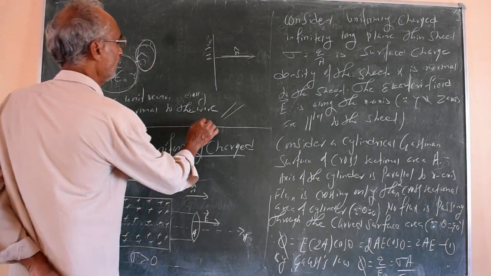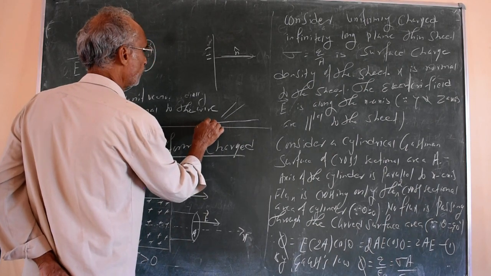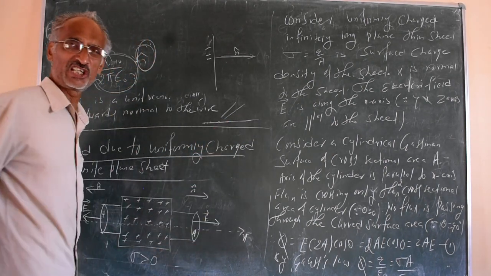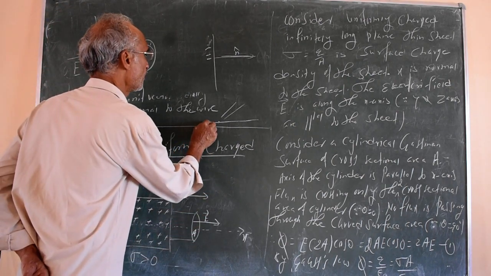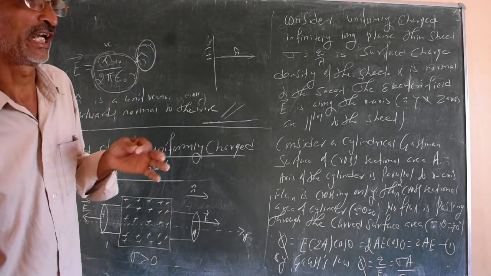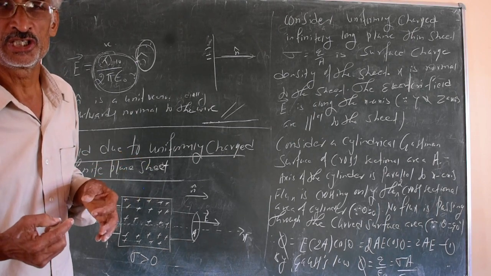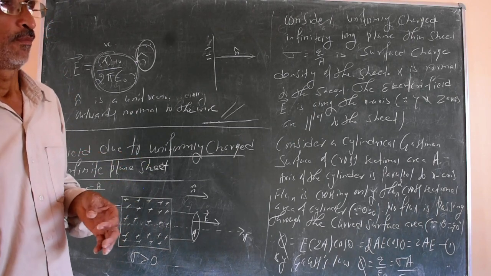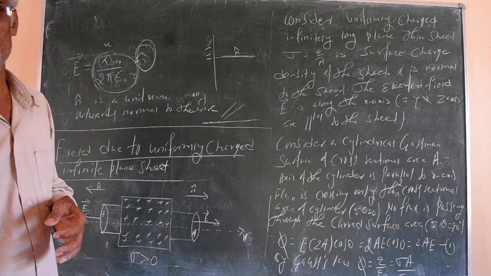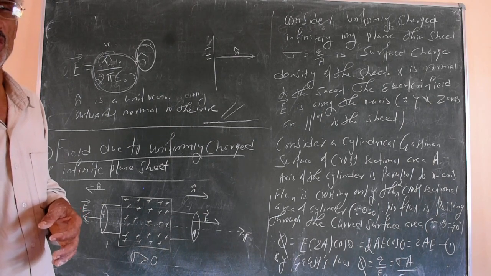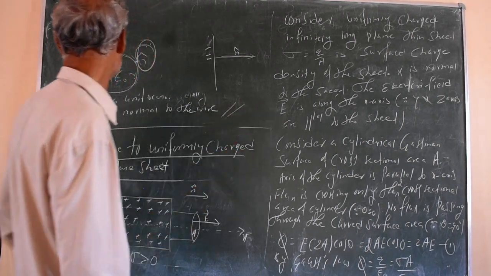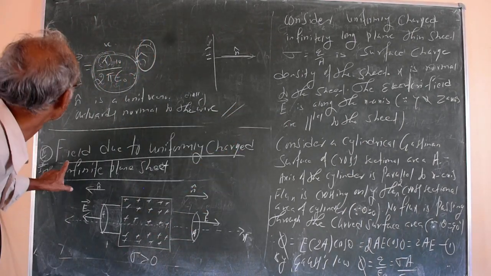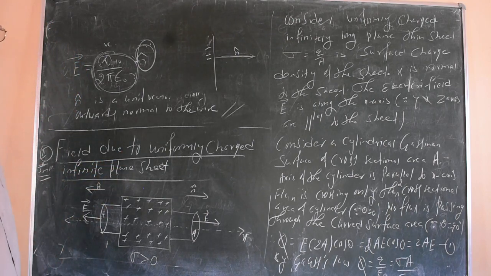Similarly, what is a line? A line is a set of points. A point is a discrete entity, but when we draw a line, all the points are tightly packed, one in touch with another, so all the points are continuously distributed, no separation between them. Separation means discrete, no separation means continuous. Now, here is a plate. The heading is field due to a uniformly charged infinite plane sheet.